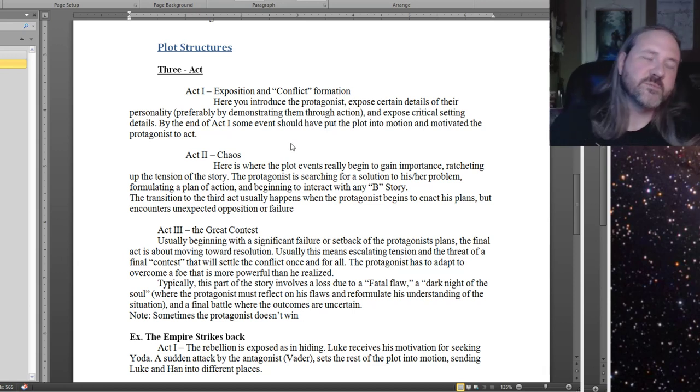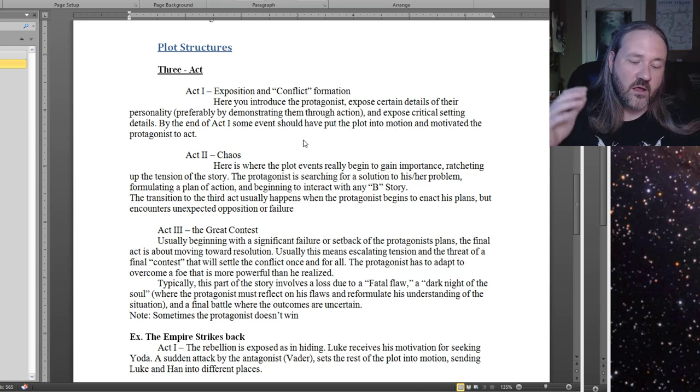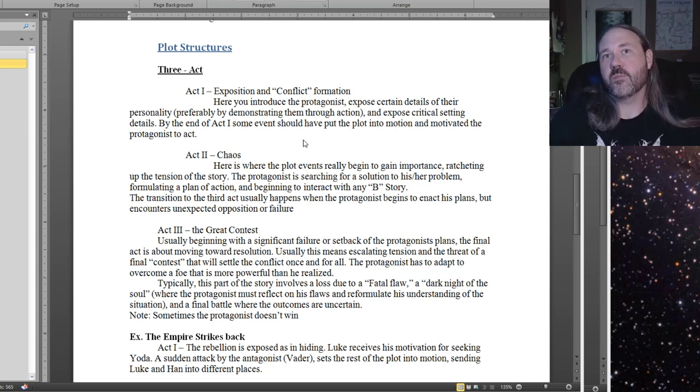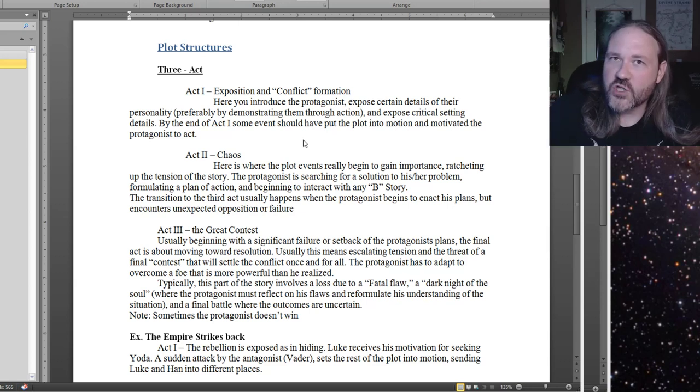So exposition and conflict formation, that is act one. The beginning of your story is going to focus entirely on introducing the main characters, exposing the world that they live in, and creating what people usually refer to as the main conflict and what I often call the initial plot goals, the primary plot goals.